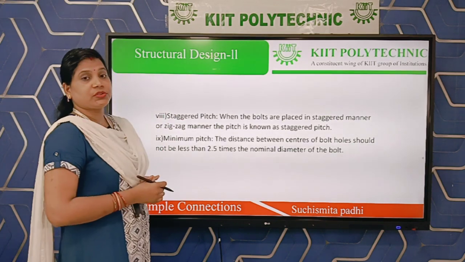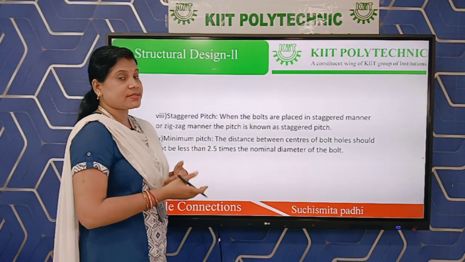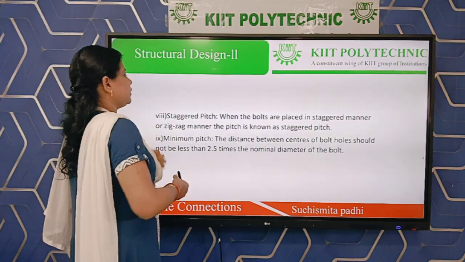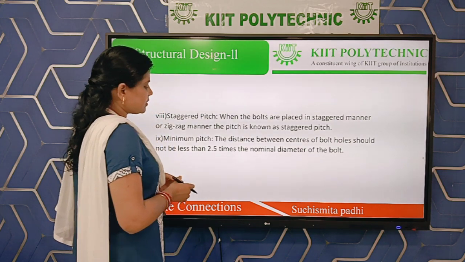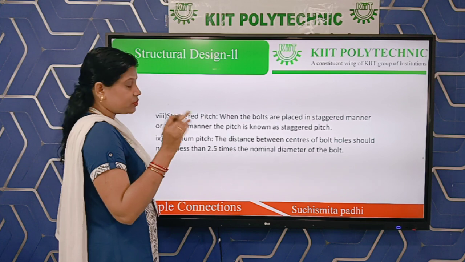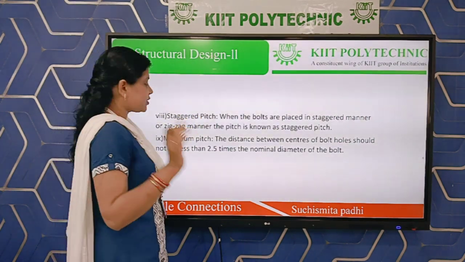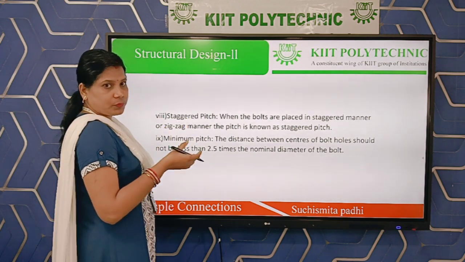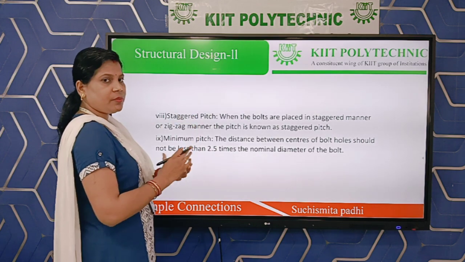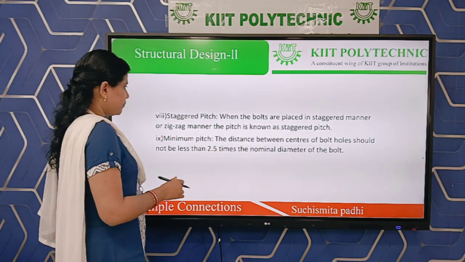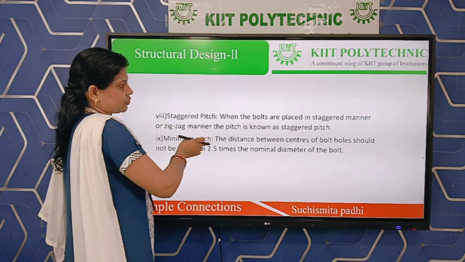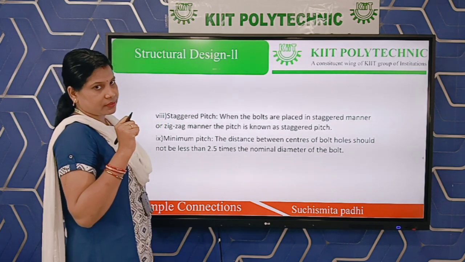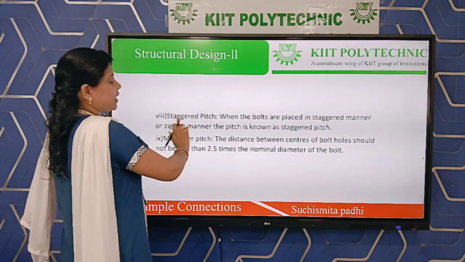Next is staggered pitch. So normal pitch and staggered pitch, what is the difference? The definition is the same. We are measuring the horizontal distance between two adjacent bolt holes parallel to the direction of stress. But in case of normal pitch, the arrangement of the bolt holes or bolts is in chain manner. Chain manner means in column manner or row manner. But in case of zigzag pitch, the bolts are arranged in zigzag or staggered manner. That's why the pitch in between is named as staggered pitch.